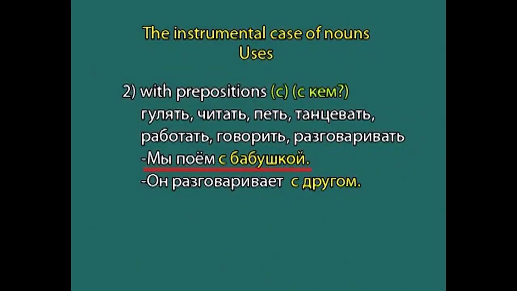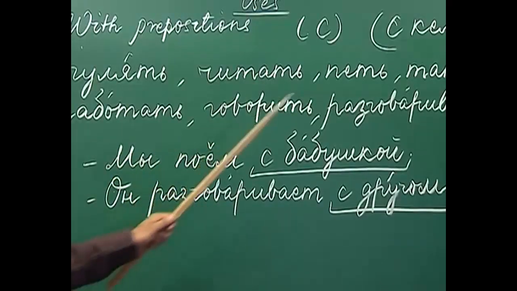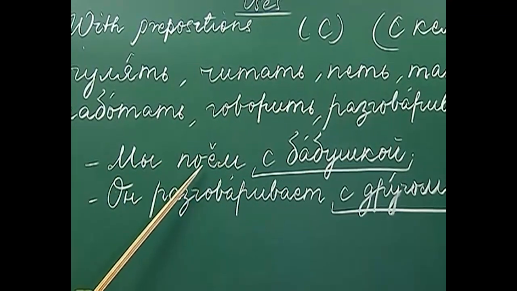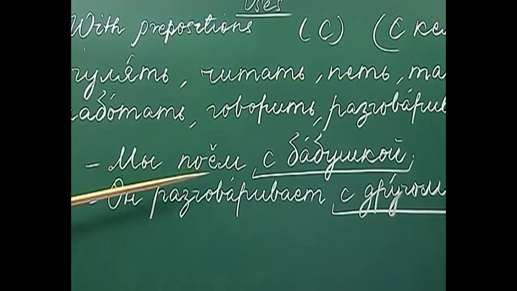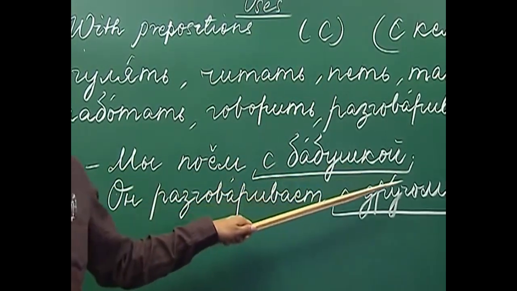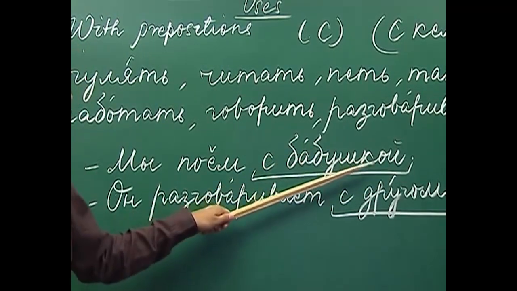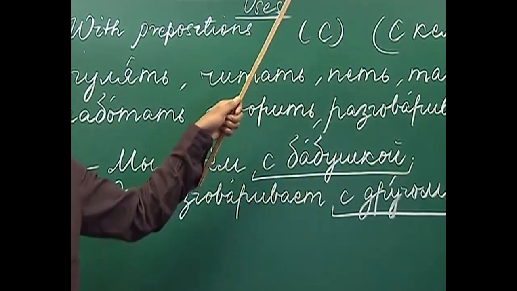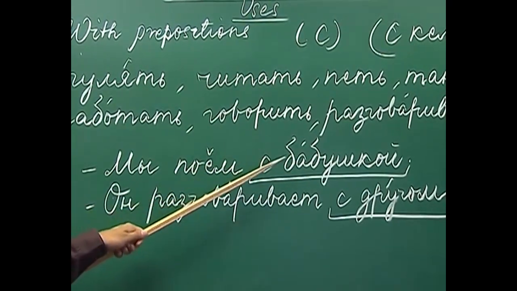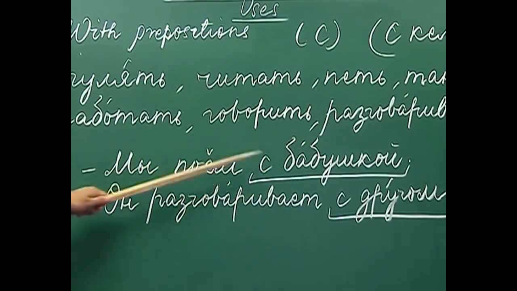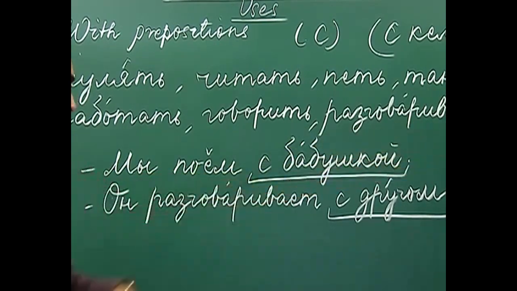For example, Мы поем с бабушкой. Поем is from the verb петь, which is to sing. So, we are singing with the grandmother. Бабушка has become бабушкой in the instrumental case, and it has been used with the preposition с, which means with. So, we are singing with our grandmother.